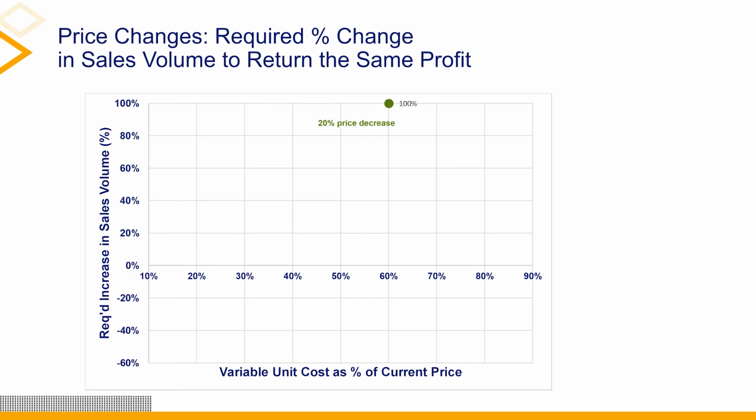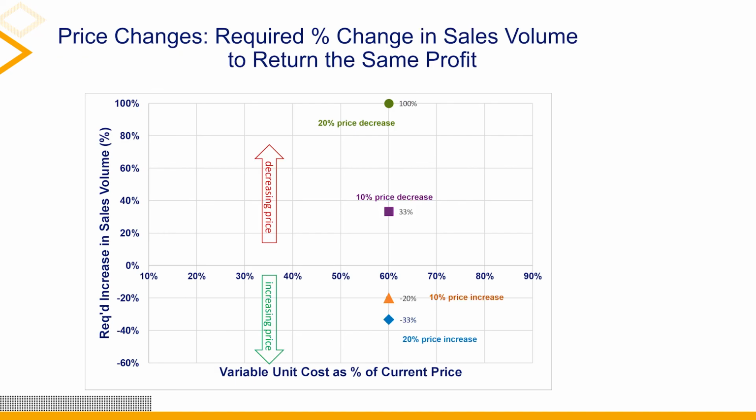The vertical axis of this graph is the required change in sales volume as a percentage of the current volume in order to maintain the current profitability. The horizontal axis is unit variable cost as percentage of the current unit price. We plot the result of a 20% price decrease discussed earlier. Under unit variable costs of 60% of price, volume needs to double or increase 100% in order to maintain profitability. We plot this point in green on the graph.